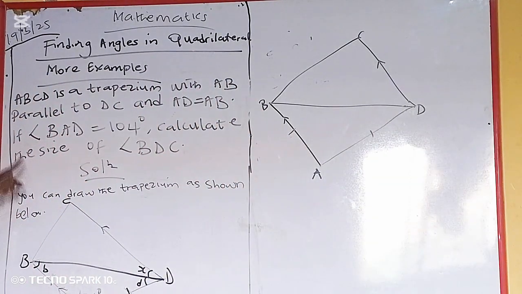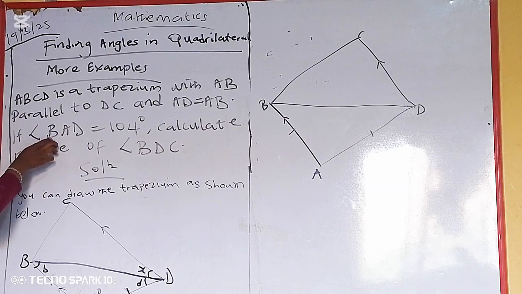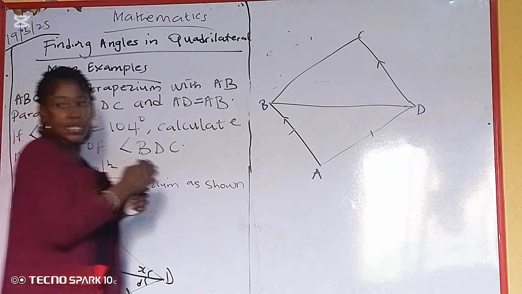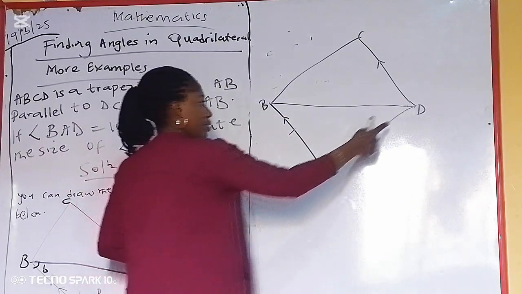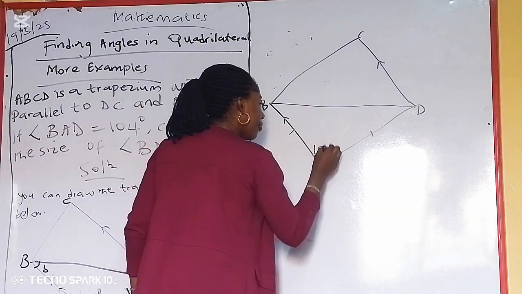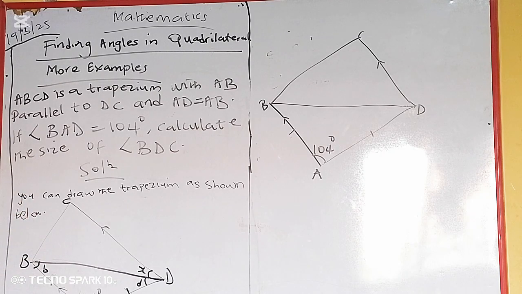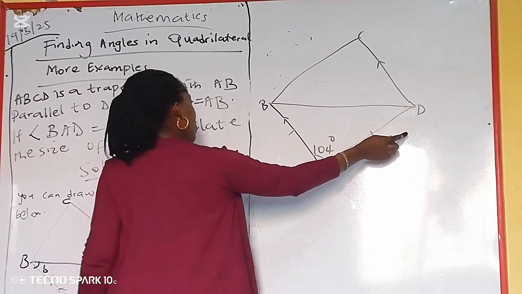Now let's move on. Are you looking at me? Triangle BAD. Don't forget, I said when there is an angle here, the angle goes to the middle. Is that not so? So we have BAD. A is where the angle is, and it's 104 degrees. Are you seeing it? Now, we have to calculate the size of angle BDC.